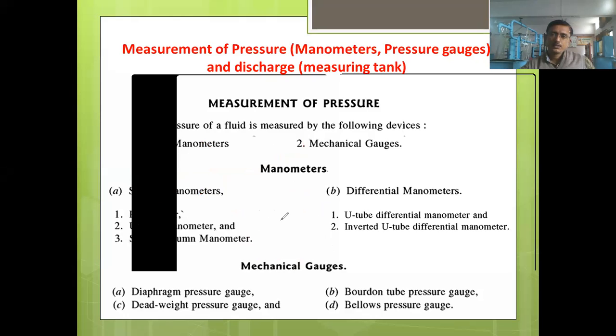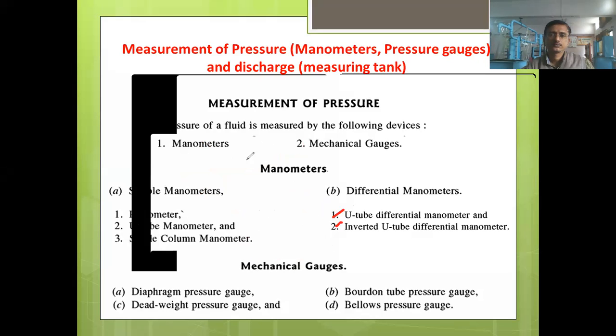Now, in the differential manometer, what is the difference between these two? We will tell. In the inverted U-tube, low pressure is measured, and in the U-tube, high pressure. Okay, low pressure, high pressure, that's okay. But again, what is the difference in terms of manometric fluid? In the inverted manometer, oil is used as the manometric fluid, and in the U-tube, mercury.